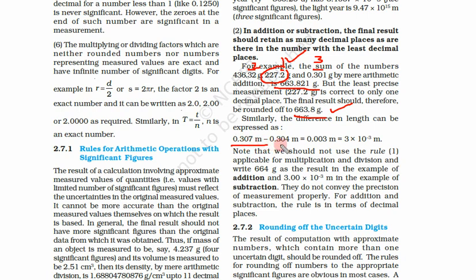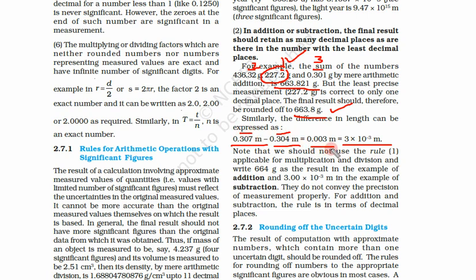Now let us see one with the difference of length, suppose we are subtracting 0.307 meter minus 0.304 meter. So what do we get? We get 0.003 meter, which is equal to 3 into 10 to power minus 3 meter. So in this way we can subtract or add. We cannot write it as something else, or write more digits after this. We just use it as in the original calculation.